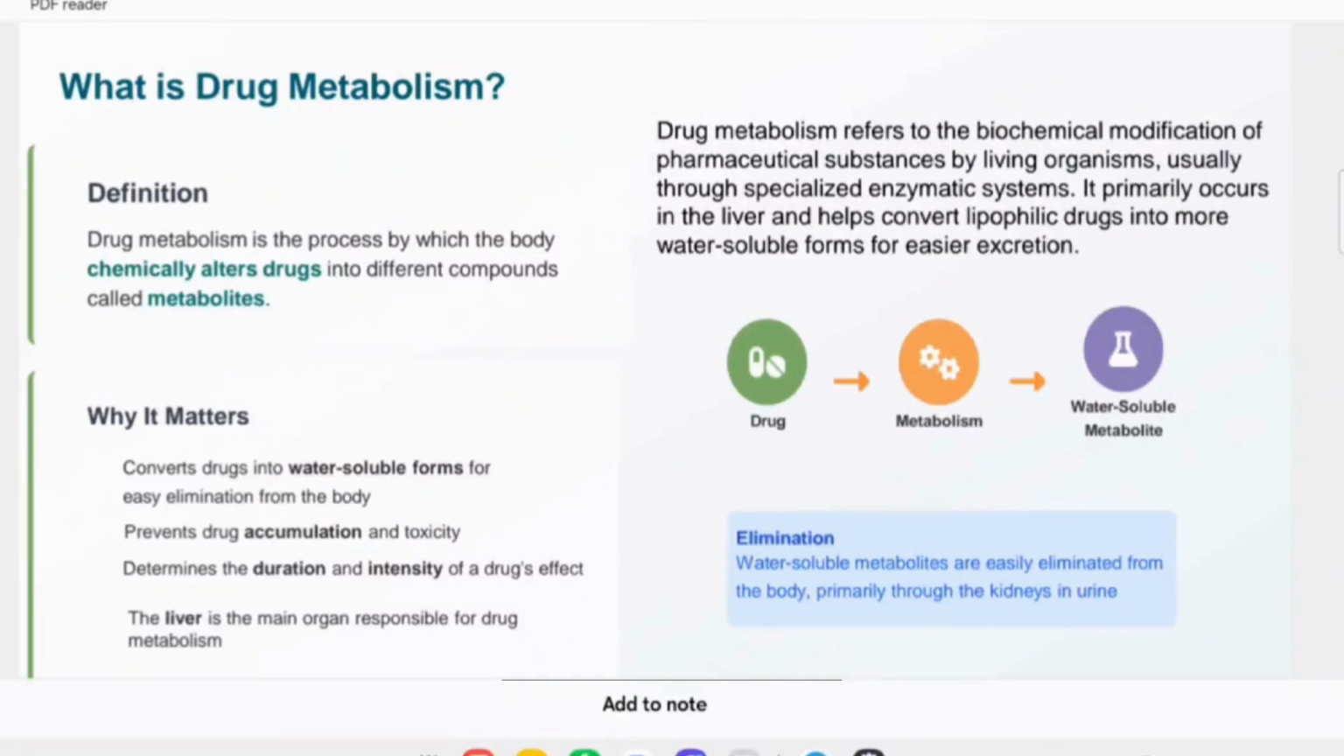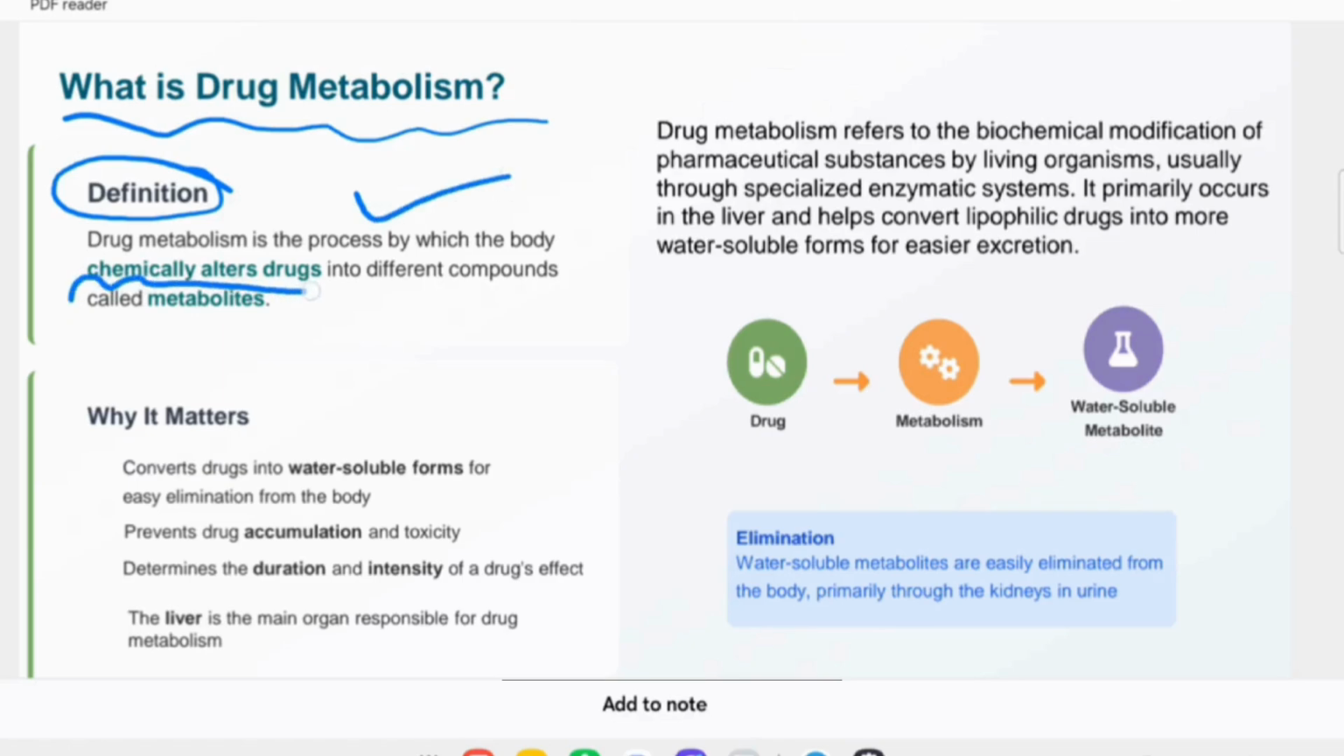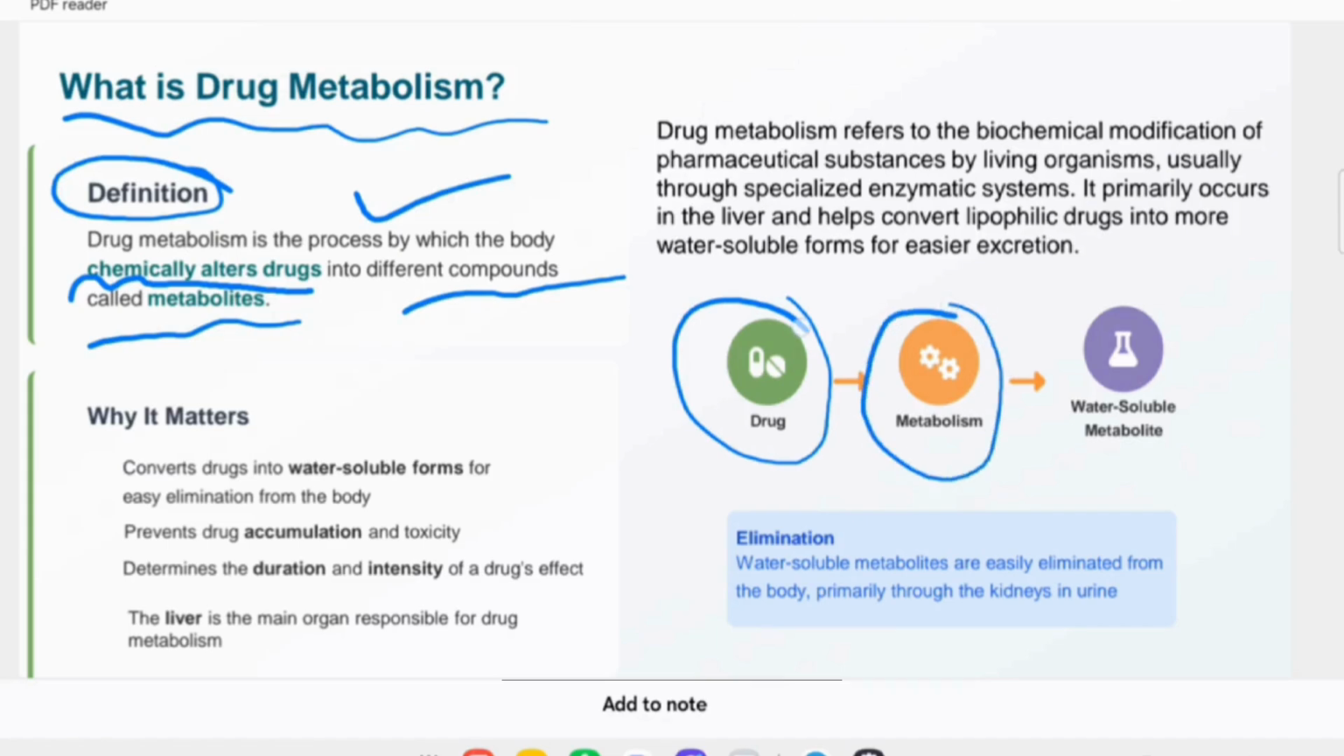What is drug metabolism process? In concern to drugs, the metabolism process is defined as a process by which the body alters the drug chemically into different compounds called metabolites. So when any drug is given to the body, it undergoes a process called metabolism and converts this drug into a water soluble form, that is, a water soluble metabolite.